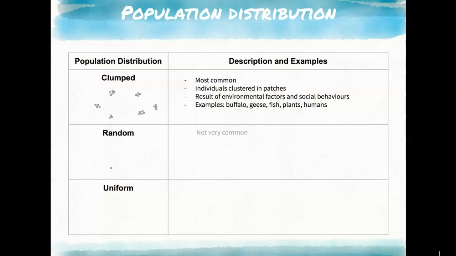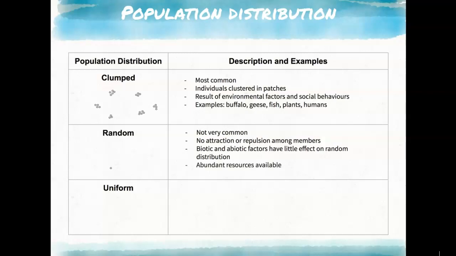Random is what the name says, super random. Again, it's not very common because they have to have no attraction or repulsion among members. So no reason why you would want to be closer or farther away from each other, which doesn't really happen in nature. That also means that there aren't factors that change where they're living, and that their resources are abundant.